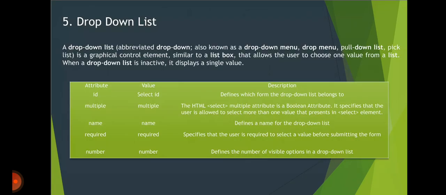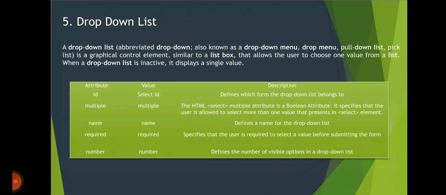Drop down list. A drop down list, abbreviated drop down, is also known as drop down menu, drop menu, pull down list, pick list. It is a graphical control element similar to a list box that allows the user to choose one value from the list. When the drop down list is inactive, it displays a single value.